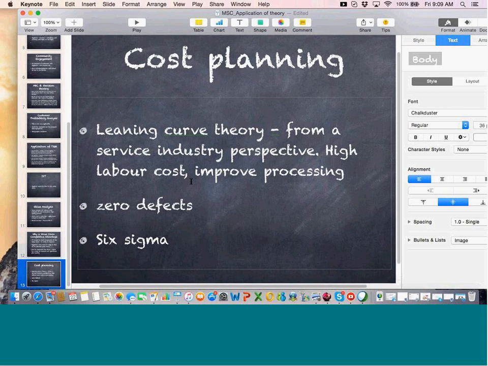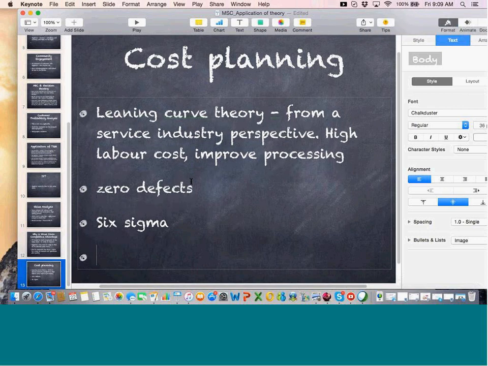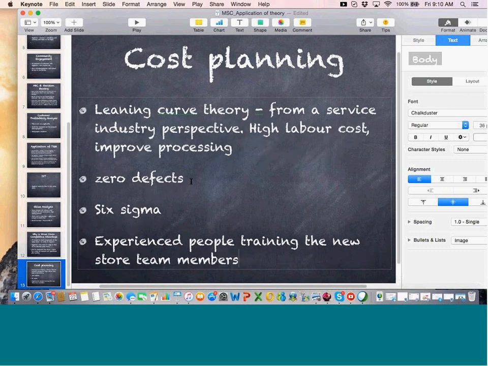What you mentioned before, that concept where you bring a team of experienced people into the new store and train them on these processes, means they learn very quickly. By having the experienced people train the new people, the curve is pretty fast, a quick turnaround. In that way, experienced people train the new store team members.